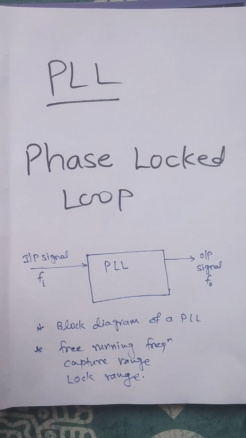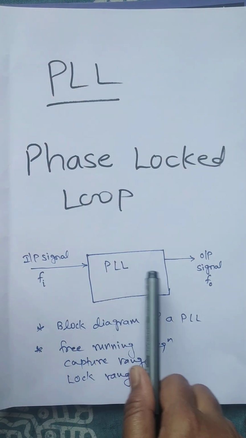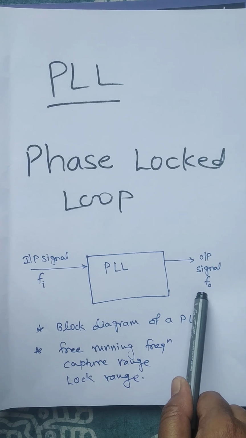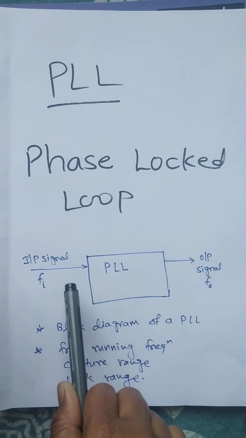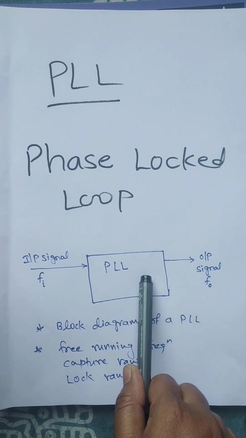Okay, dear students, let me explain PLL today. So what is PLL? Phase locked loop. As its name suggests, it has to lock something and it should be a loop. Now what this PLL system does is make its output signal frequency the same as that of the input signal frequency. This is the basis behind this PLL.